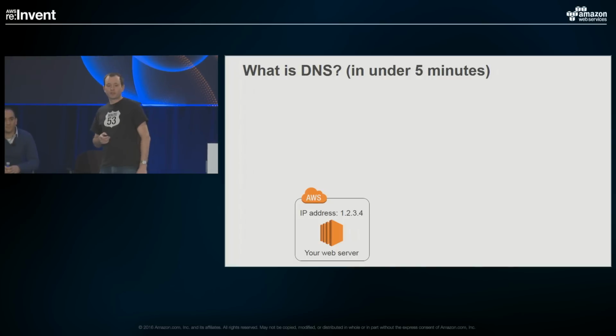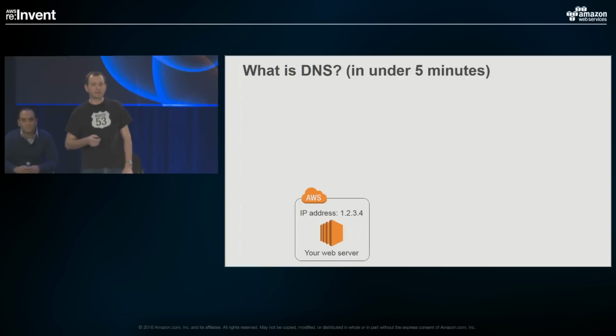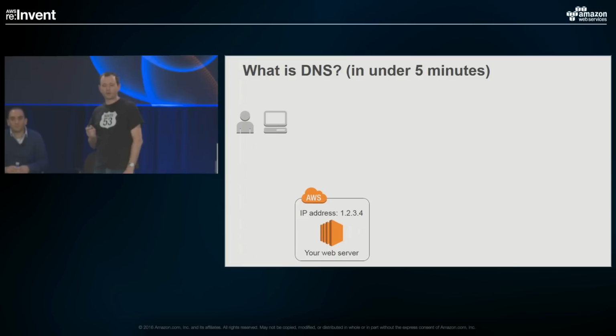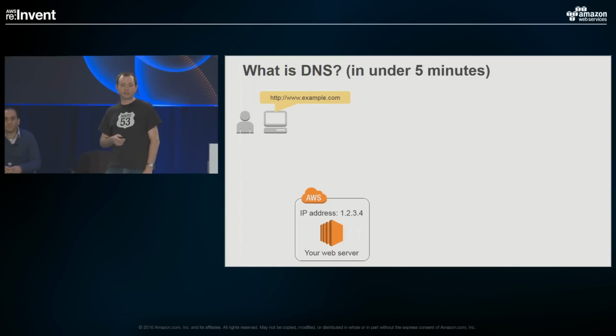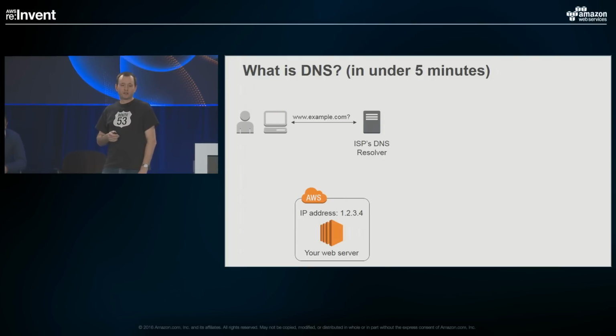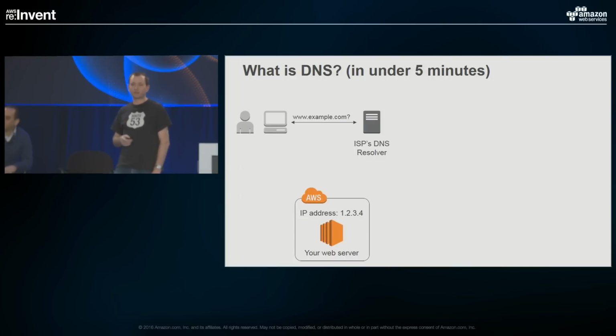So let's say that you're hosting your website, your web server in AWS. You've got an EC2 instance, and it's got an IP address. Now you have a user with a computer, and they want to go to www.example.com. There needs to be some type of lookup here. So enter DNS. DNS is basically a phone book for the internet. It changes names into IP addresses so computers can talk to each other.